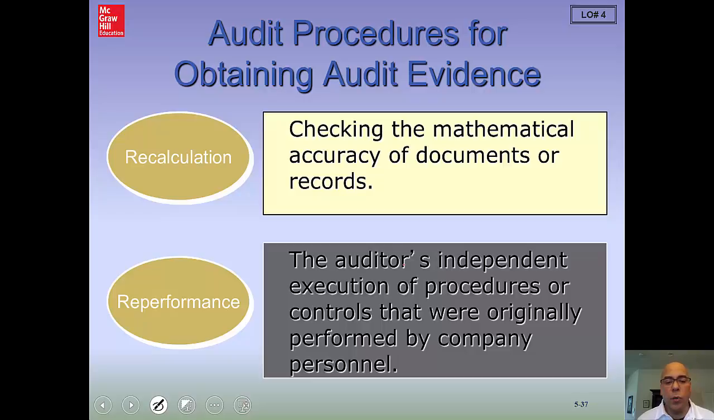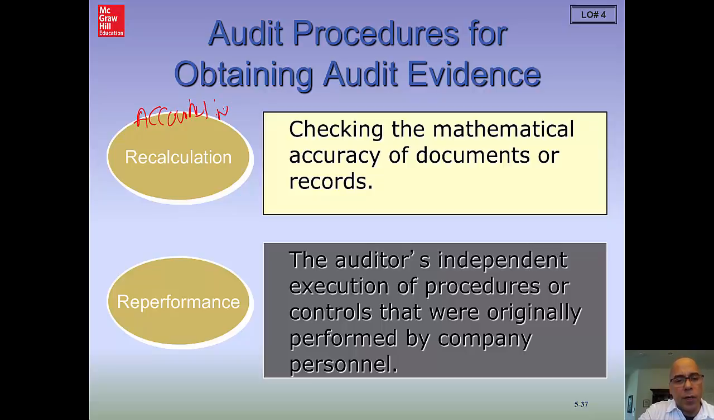Okay, reperformance, again, that is sort of the cousin of recalculation. Recalculation, we saw that was used for, and when we do recalculation, we mentioned this earlier, this is for accounting estimates, right? For accounting estimates.